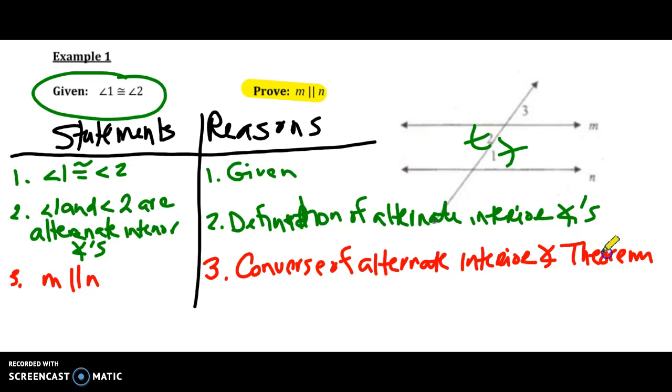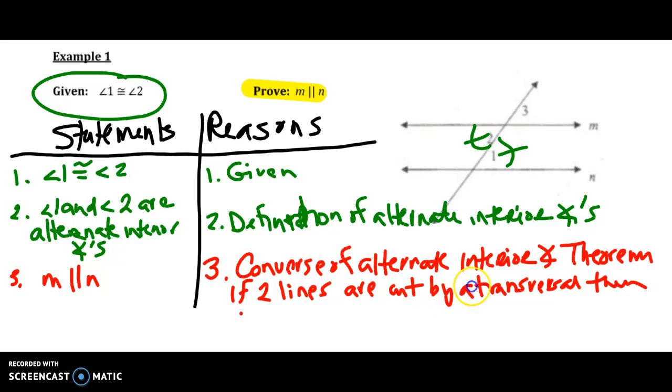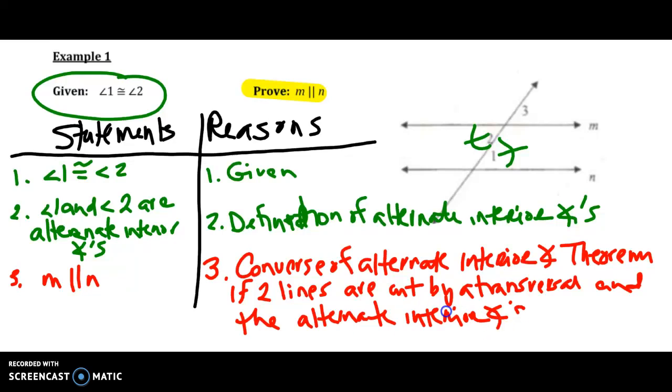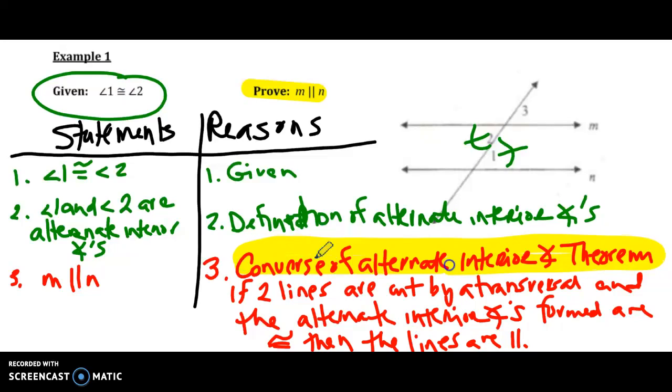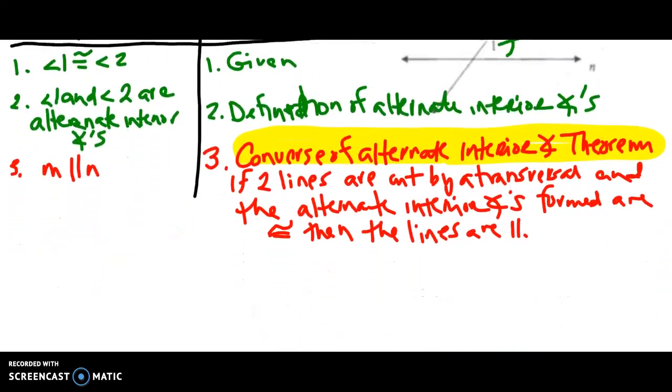But if you don't remember the name of that theorem, then you have to state it. So if 2 lines are cut by a transversal, and the alternate interior angles formed are congruent, then the lines are parallel. Again, simpler to just write converse of alternate interior angle theorem. But again, if you don't remember the name of that theorem, then you need to describe or explain the theorem specifically.